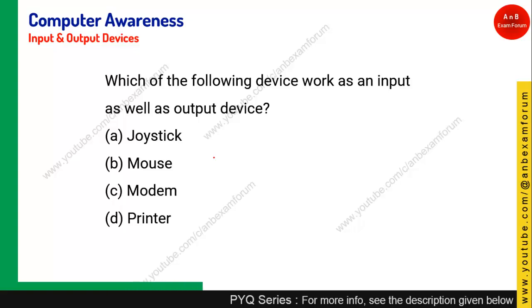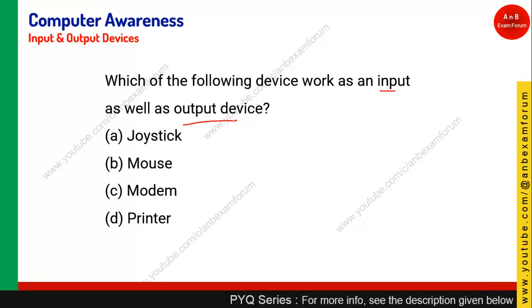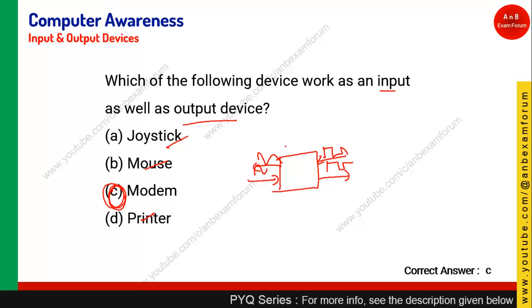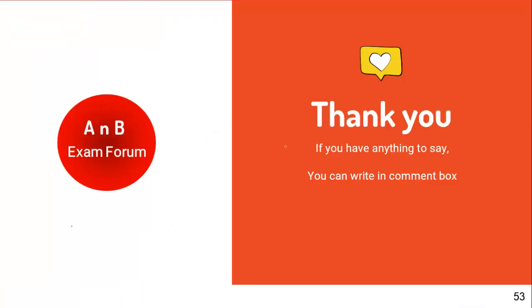Which of the following is an output device that works as input as well? So both input and output device. As you know, mouse, joystick, printer are not like that, whereas this works as both input and output device. How? For input we are giving an analog signal and it is converting to a digital signal. For output we are feeding the digital signal and it is giving the output as an analog signal. So modem is the right answer.